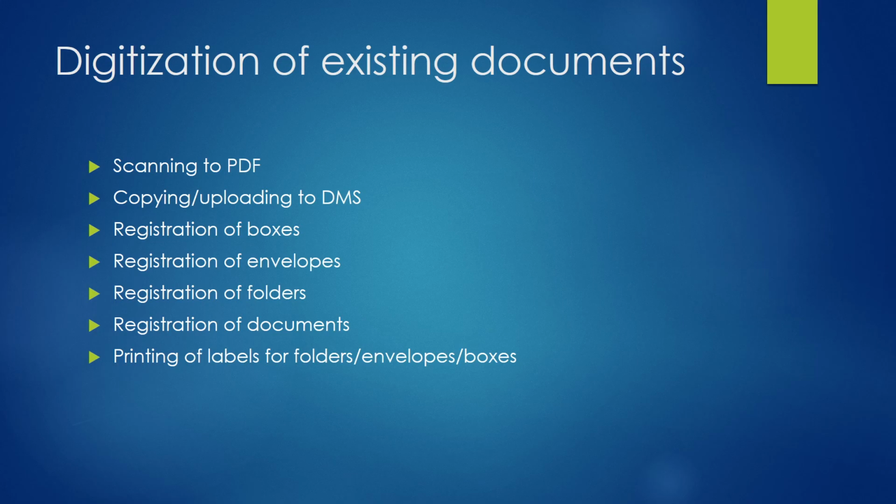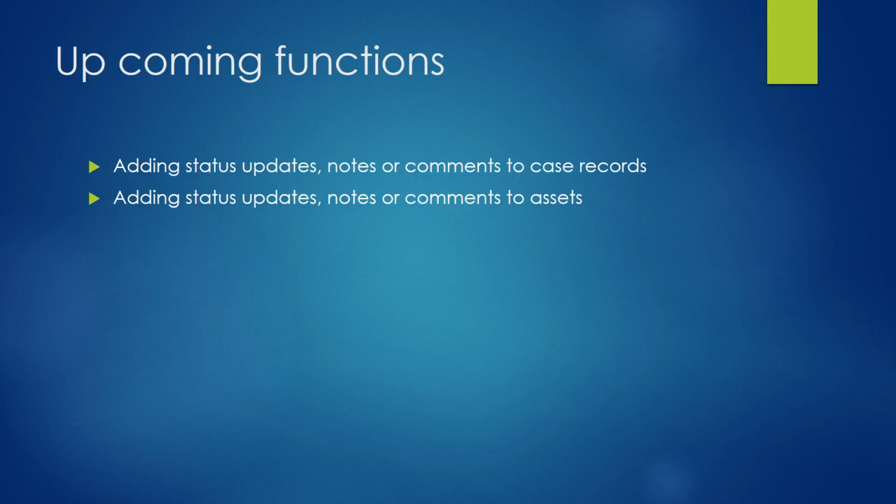Once all the documents are registered, we can now do the printing of labels for folders, envelopes, and boxes, which shows the actual contents of the library. There are additional functionalities that will be available soon. These include the adding of status updates, notes or comments to case records, and adding status updates, notes or comments to assets. Thank you and have a great day.